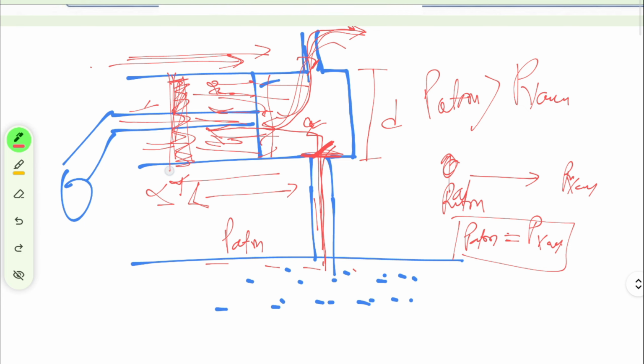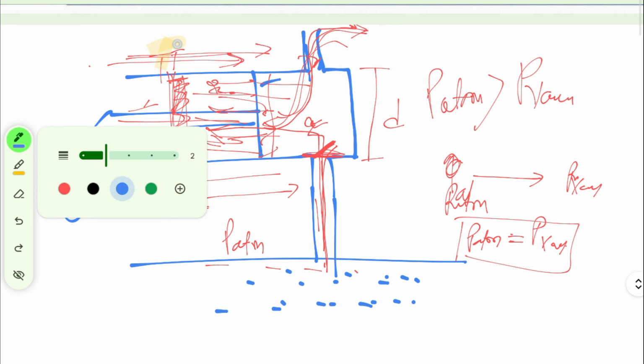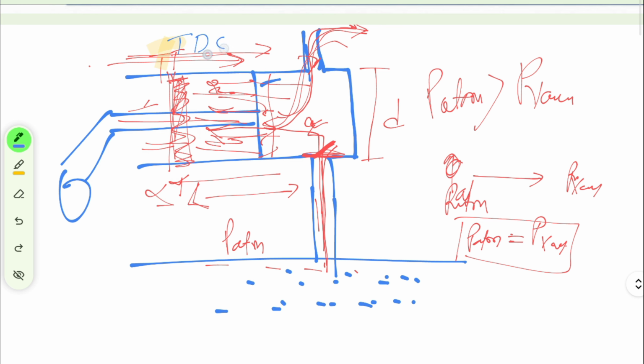You can assume that this is TDC, top dead center, or over here BDC, bottom dead center, and this is the stroke, right? When the piston comes from backward to forward, this is once.